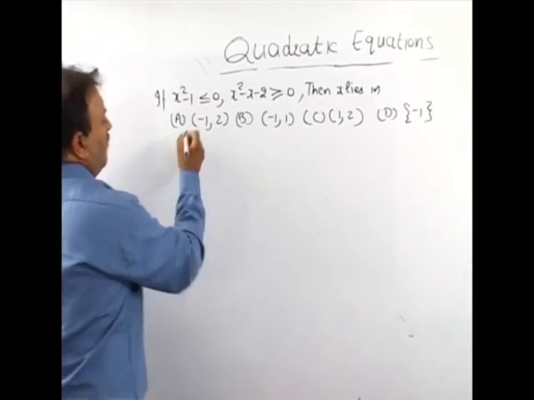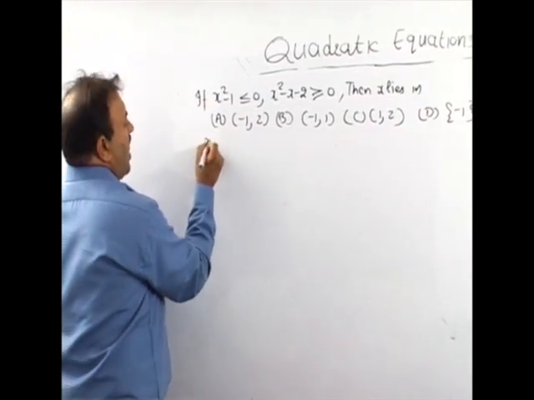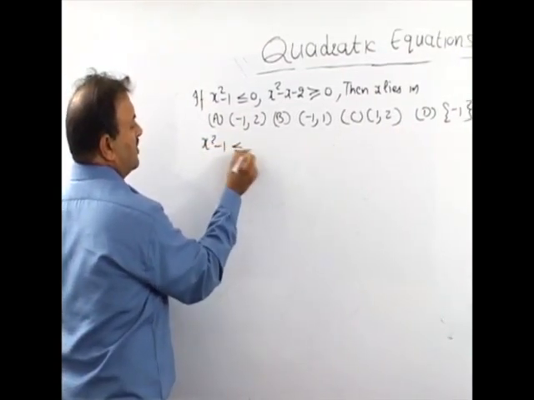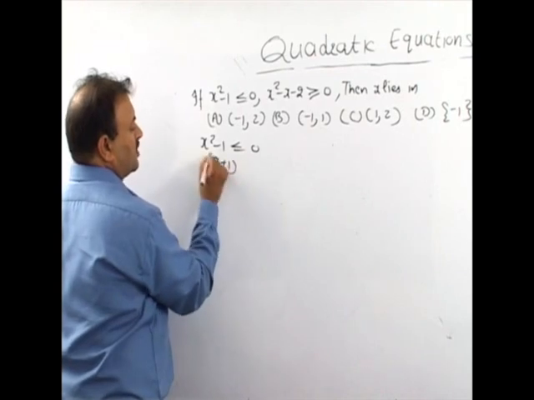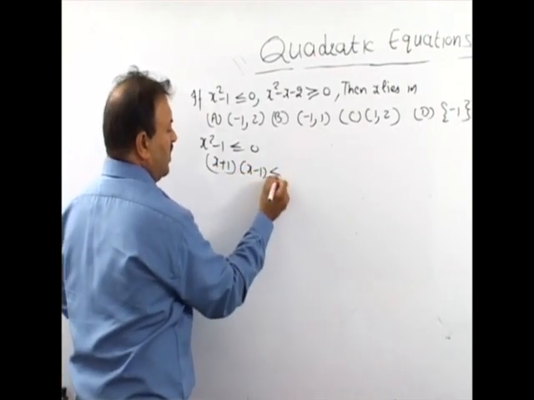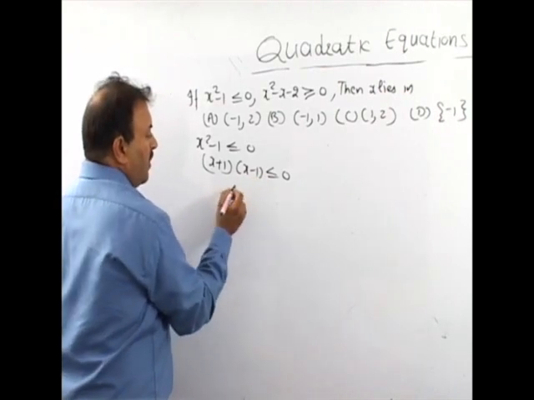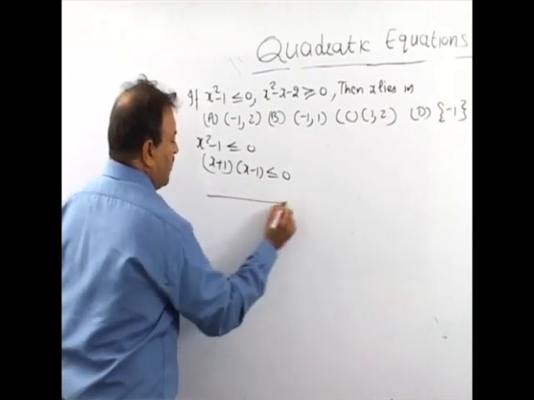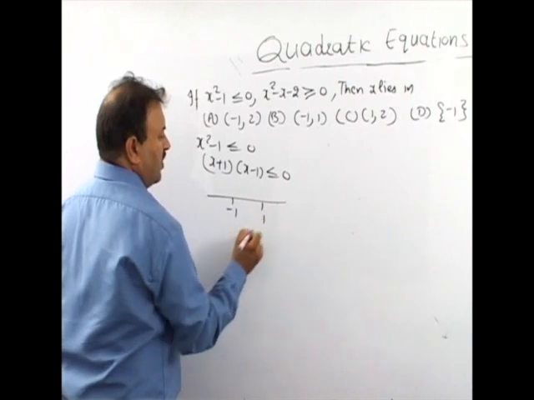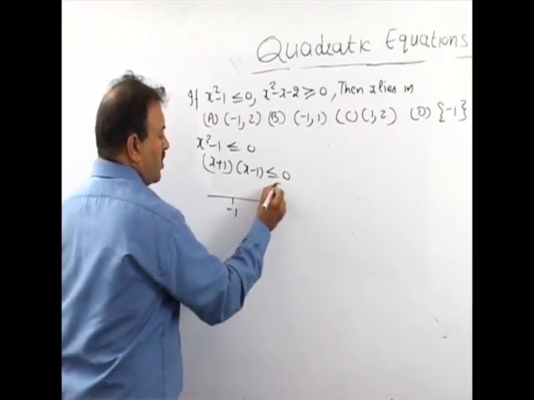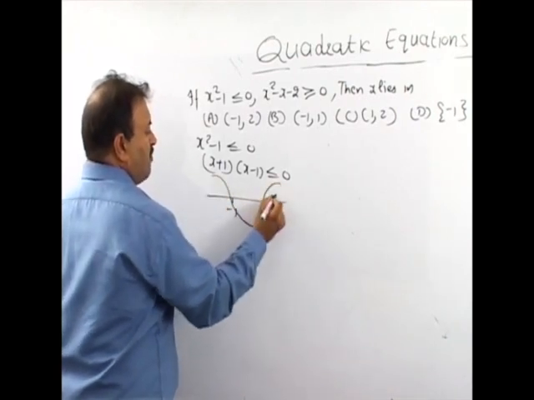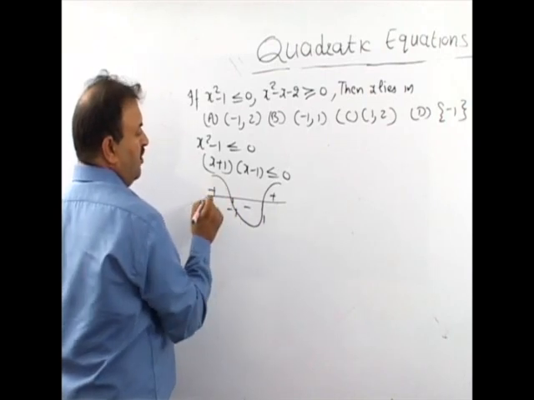The first result: first we take this equation, x square minus 1 less than or equal to 0, so (x plus 1)(x minus 1) less than or equal to 0. Now we draw a number line with minus 1 and 1. The curve will be like this: positive, negative, positive.